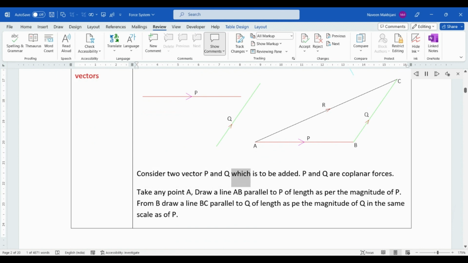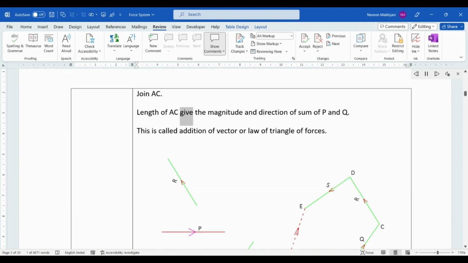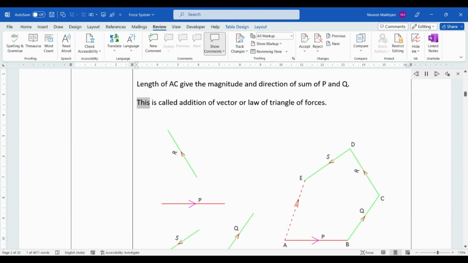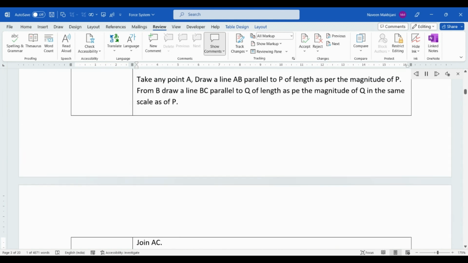Addition of vectors. Consider two vectors P and Q which are to be added. P and Q are coplanar forces. Take any point A, draw a line parallel to P of length as per the magnitude of P. From B draw a line BC parallel to Q of length as per the magnitude of Q, in the same scale as P. Join AC. The length of AC gives the magnitude and direction of the sum of P and Q. This is called addition of vectors or the law of triangle of forces.